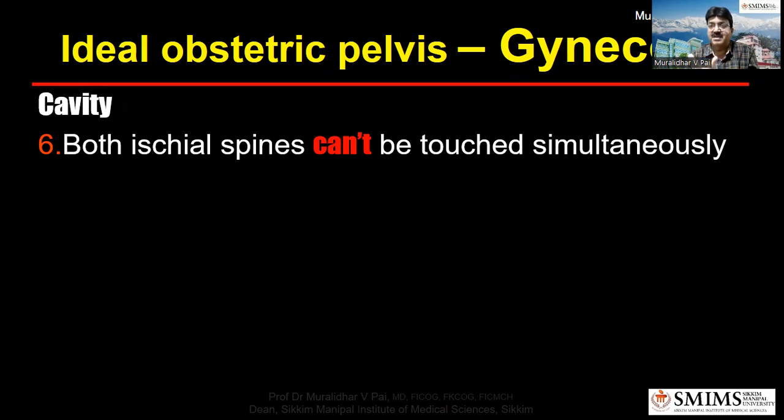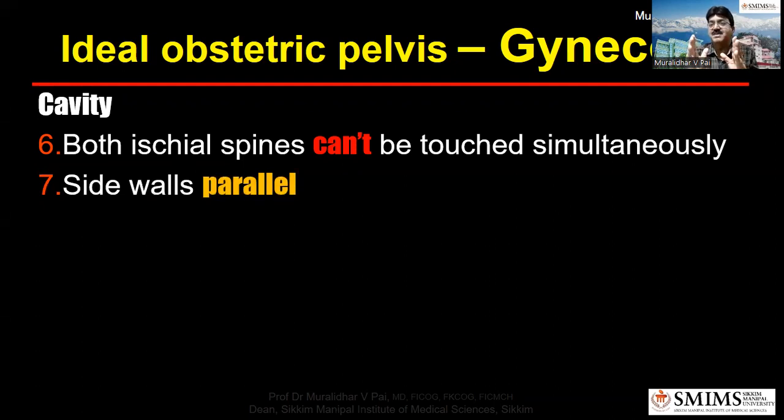And when I come down, I should not be converging my fingers. If I converge my fingers, means the pelvic cavity is converging. The pelvic side walls should be parallel. Only when the side walls are parallel will there be a good circle at the mid cavity. And that is the one which is helping us for the rotation of the baby. The side walls should be parallel.